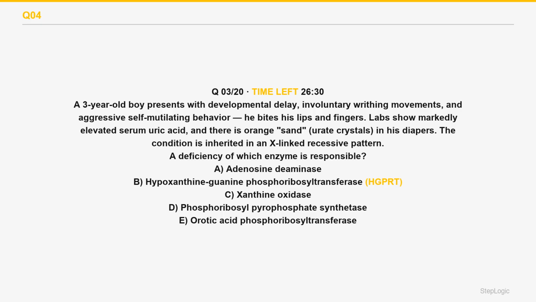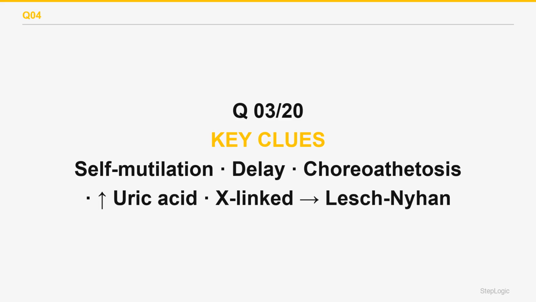Read the command: which enzyme is deficient? Self-mutilation, intellectual disability, choreoathetosis, hyperuricemia, X-linked: Lesch-Nyhan syndrome. Lesch-Nyhan syndrome is a deficiency of HGPRT, hypoxanthine-guanine phosphoribosyltransferase. HGPRT is the key enzyme of the purine salvage pathway. It recycles hypoxanthine and guanine back into nucleotides.